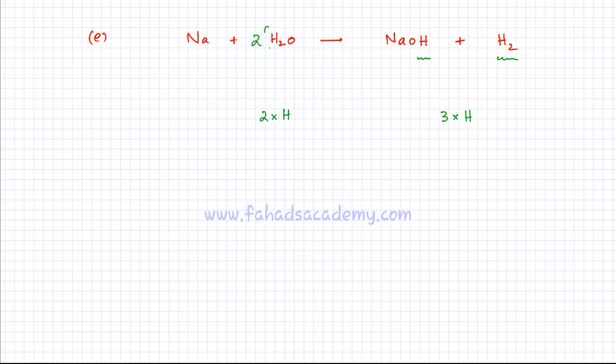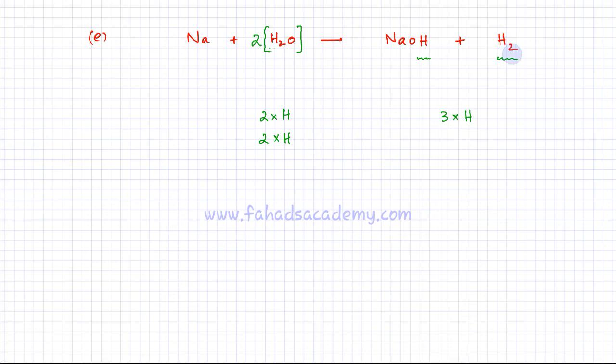So if I have 2 molecules of H2O, that would give me 2 more hydrogens, but that would take the total number of hydrogens in my reactants to 4. That is going to be greater than the 3 hydrogen atoms that are in my product.